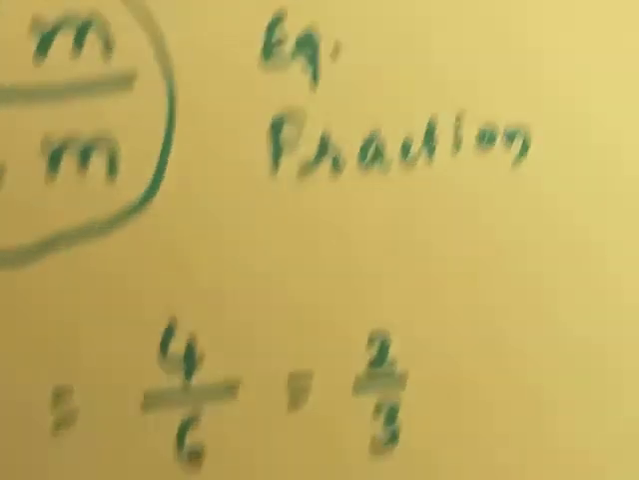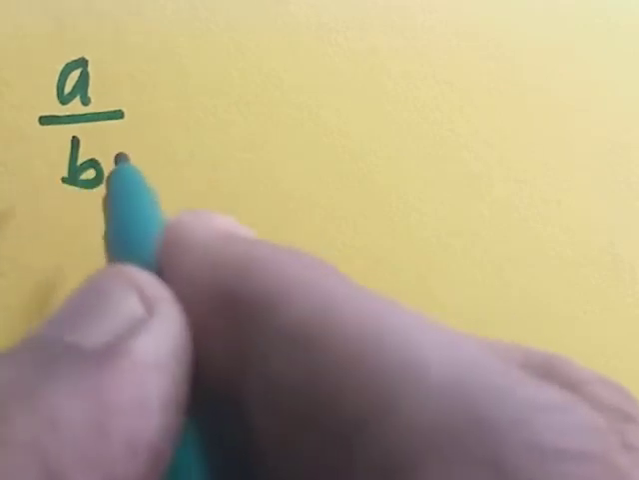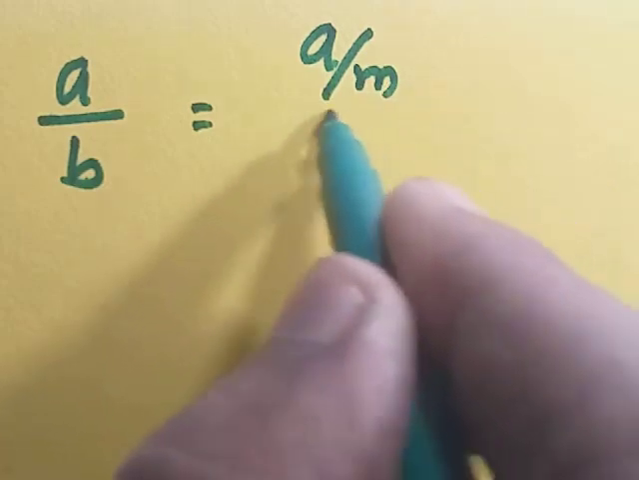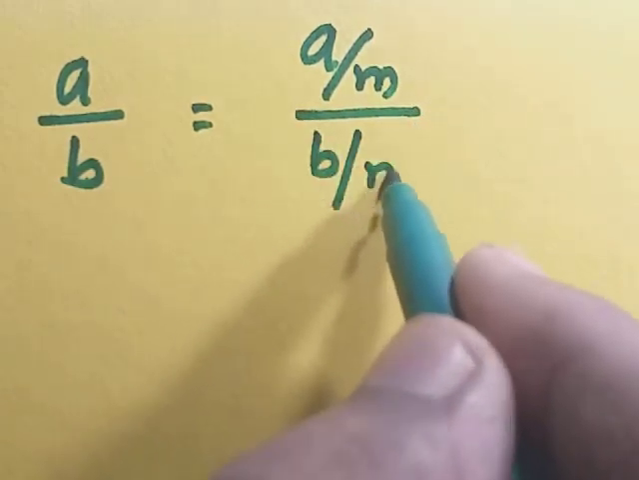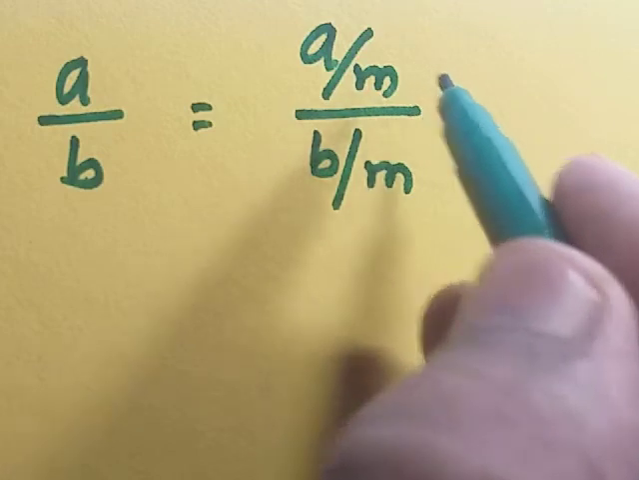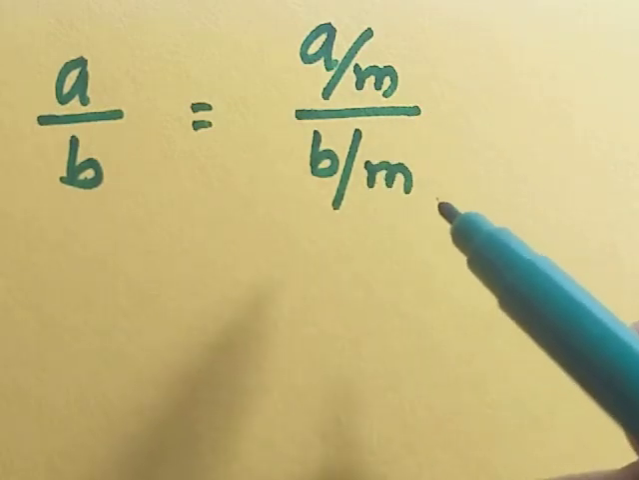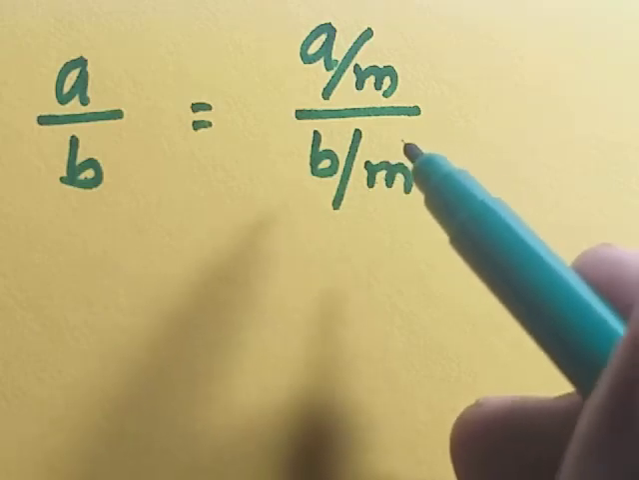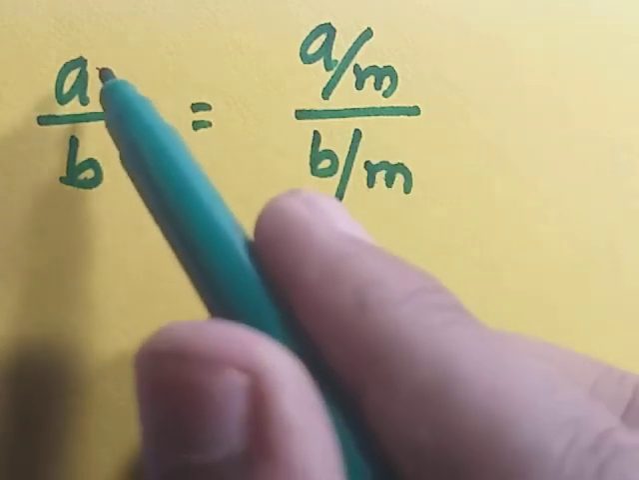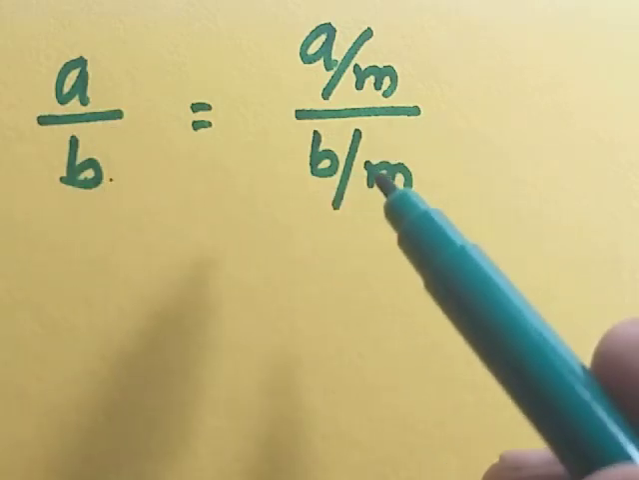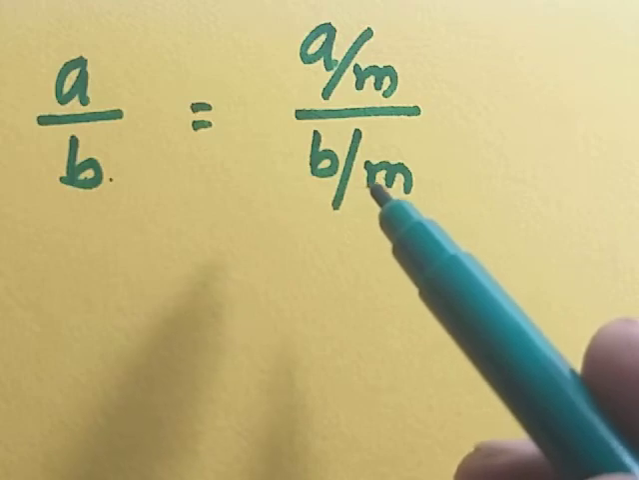Similarly, when we say a fraction A by B is divided by the same number, A by M and B by M, again this is called an equivalent fraction, but you are dividing it. Therefore, either by dividing or by multiplying both of these two terms by the same number, we get equivalent fractions.